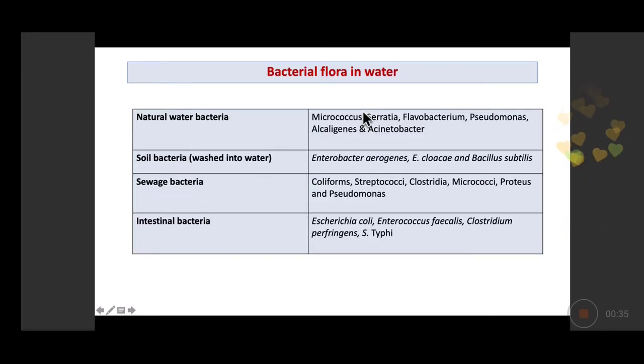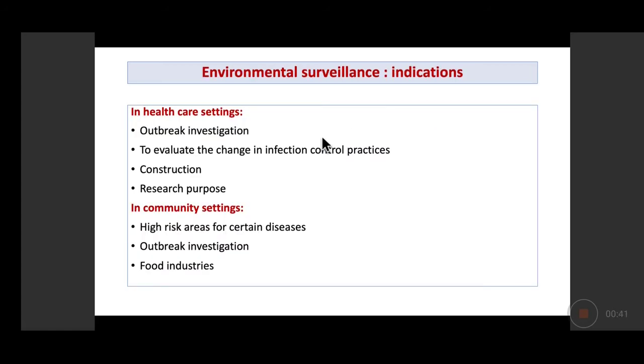When we see the indications of environmental surveillance, as such, routine environmental surveillance is not recommended by CDC, but it is generally done in special conditions. So in the hospital settings or in the healthcare settings, we generally do it when we have to do any outbreak investigation. Okay, so if there is any outbreak in the hospital and we want to know the source of pathogenic organism, or we want to know the causative organism, its reservoir, how the outbreak has occurred, then we can do the environmental surveillance.